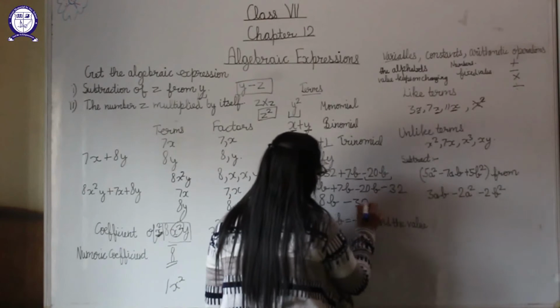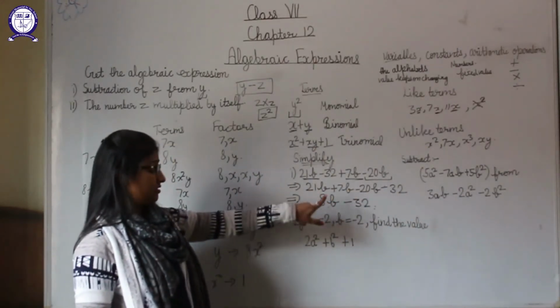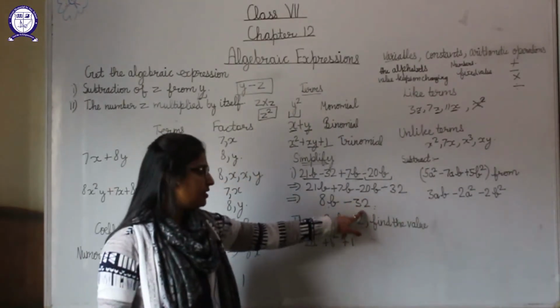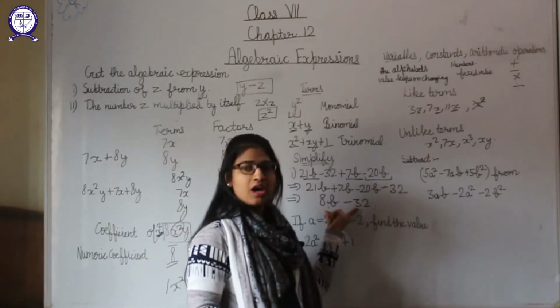Okay, because these two are unlike terms, we can't solve further. It is the term of variable b, but 32 doesn't have any variable, so these two are unlike terms, so we can't solve further, and that will be our answer.